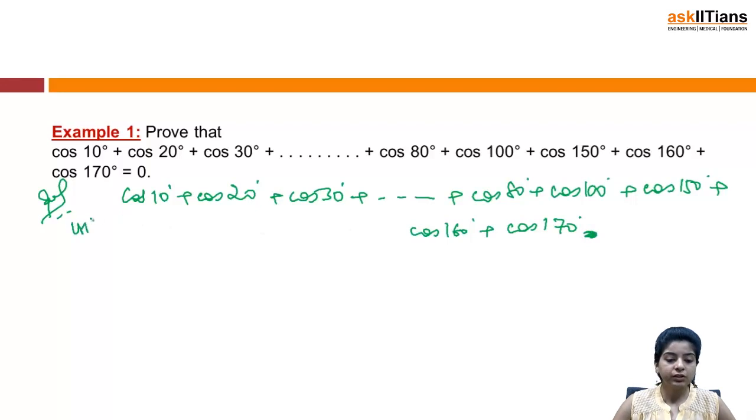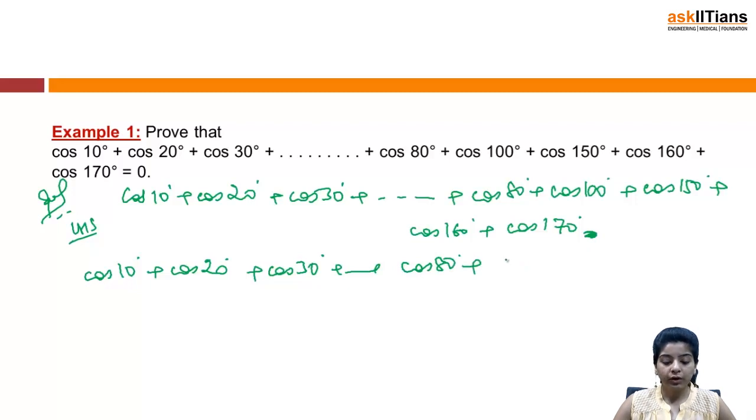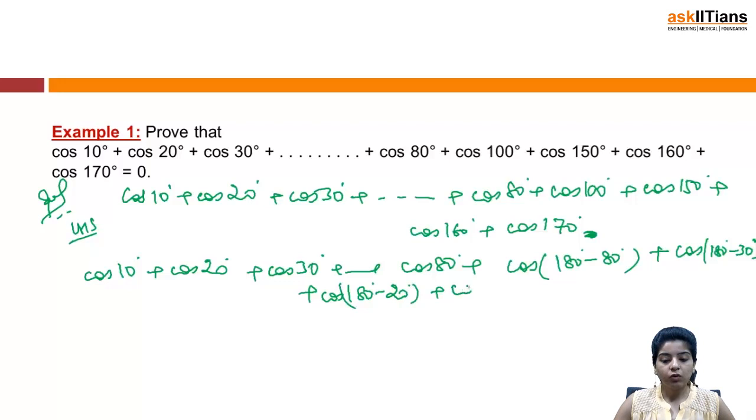I am taking the LHS, so I keep cos 10 as it is. I have cos 10 plus cos 20 plus cos 30 plus so on, cos 80. Now what about 100? I'll write cos 100 as cos 180 minus 80, just so that I get an angle of the form 80 degrees, because I already have a term of 80. So I have cos 180 minus 80, then again cos 180 minus 30, because 150 is 180 minus 30. Then I have cos 180 minus 20, and then cos 180 minus 10.